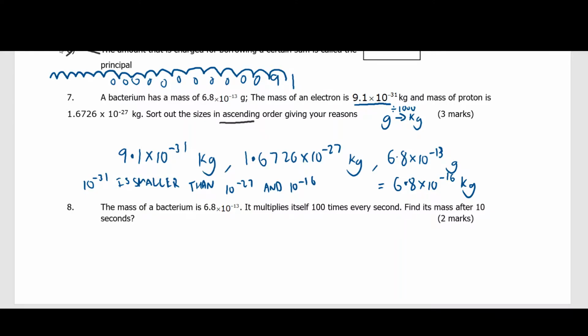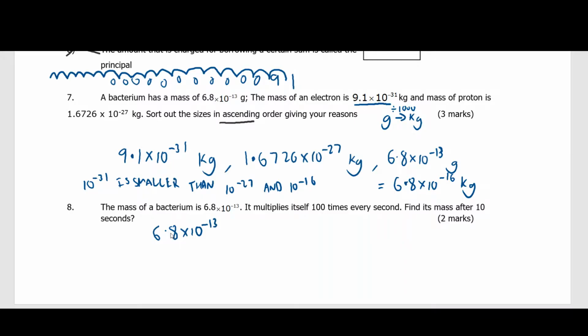The mass of a bacterium is 6.8 times 10 to the negative 13. It multiplies itself 100 times every second. Find its mass after 10 seconds. All right, so we start out with 6.8 times 10 to the negative 13. It multiplies itself 100 times every second, so we're going to times it.